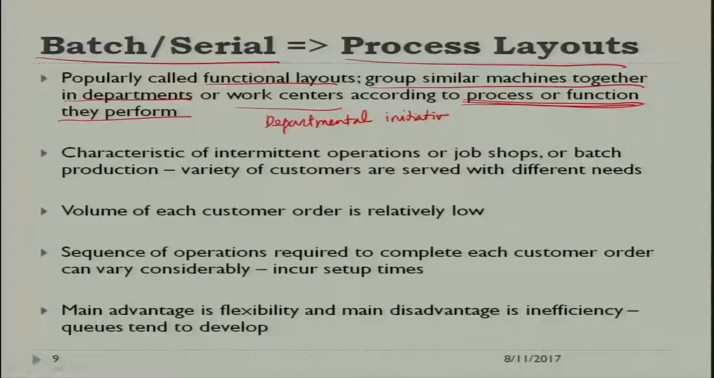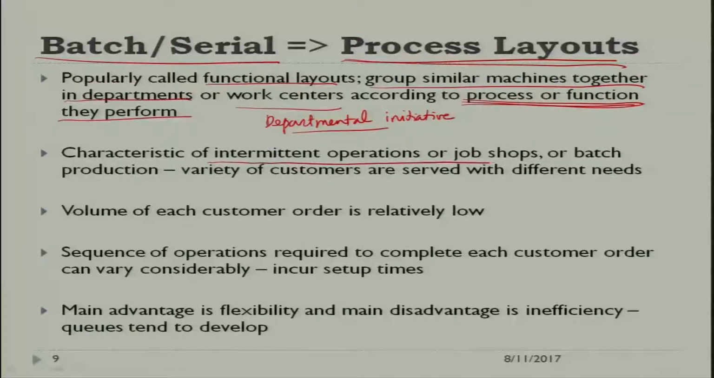Why? Because everything is grouped as per department, as per functions. Such types of layout are also called, in management terms, process layouts, because they are grouped by the processes that are involved. This is a very common characteristic of intermittent operations, job shops, or batch production. Here you are not producing too large quantities. A classic example of this would be furniture manufacturing.